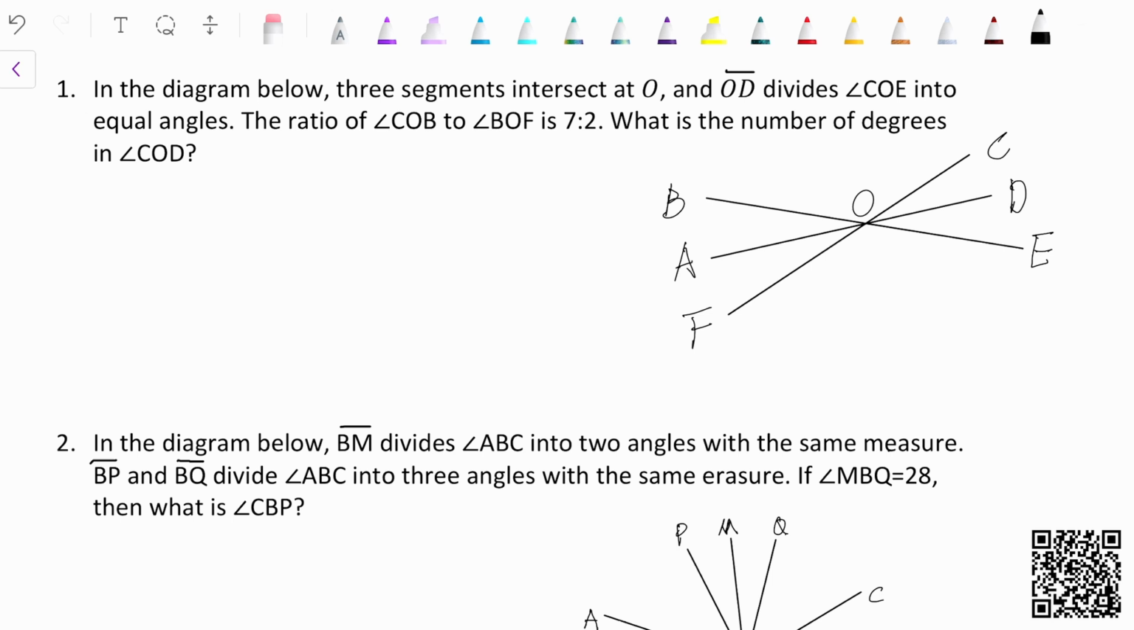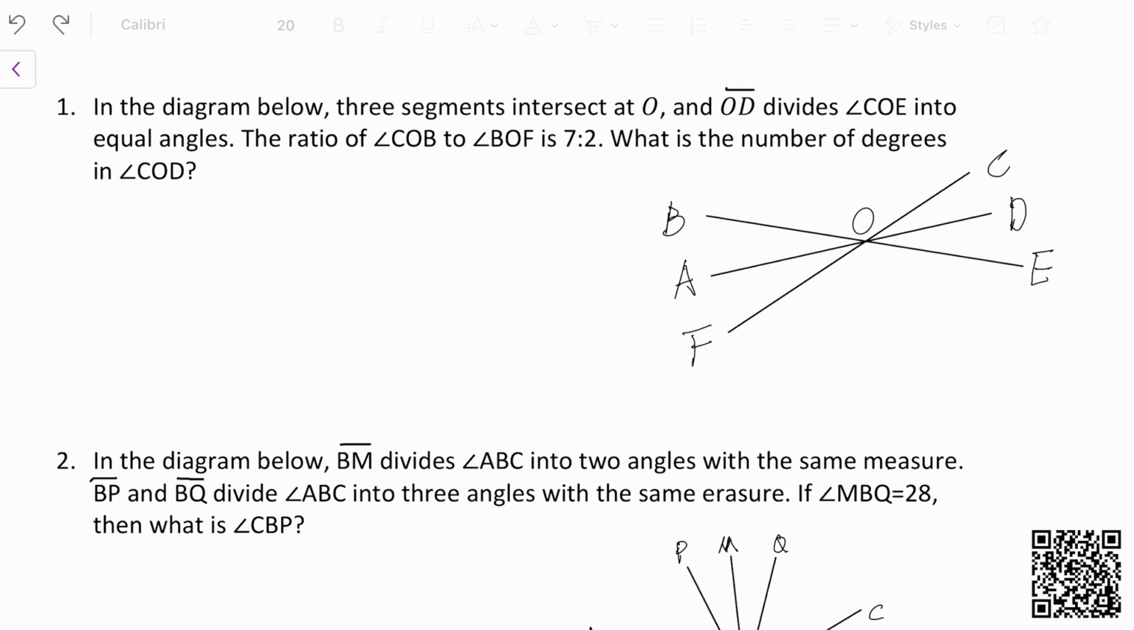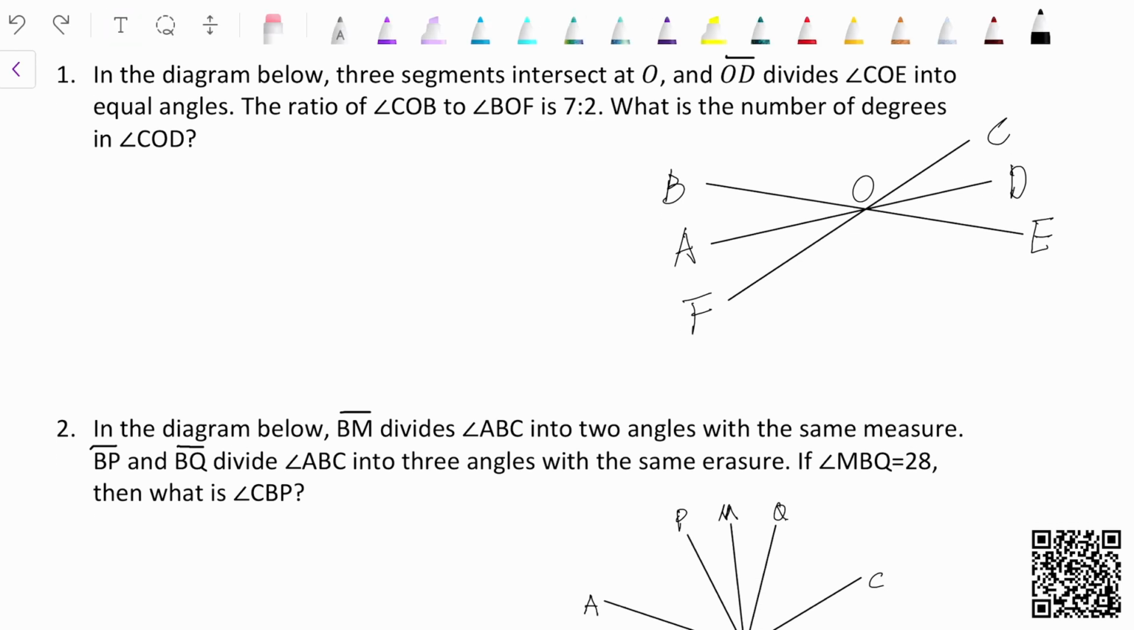OD divides COE into equal angles, but since these are on each side of the line, this and this are also equivalent. And you might be like, oh, cool. But the difference that it makes here is that if we just solve for BOF and divide by 2, it would also be equivalent to our angle that we're looking for, COD. And since BOF is already in our ratio here, it'll make it a bit easier for us to solve for it.